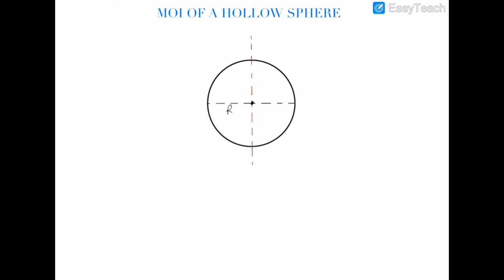So to find out that moment of inertia, let us consider an element which is of the shape of the ring, you can see, and this element subtends an angle of d theta at the center, and this is theta. So let us find out the moment of inertia of this element first of all, and then we'll move further.